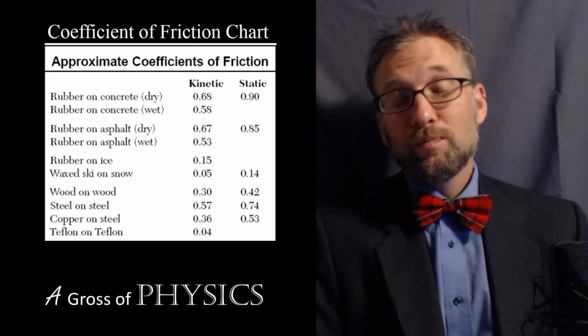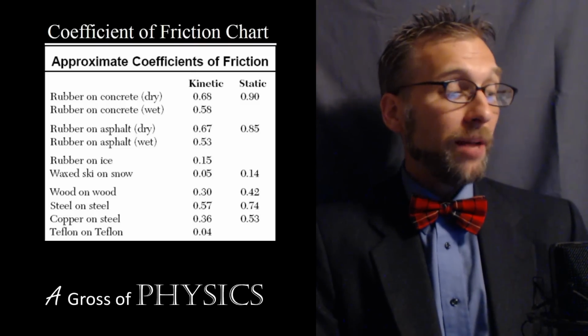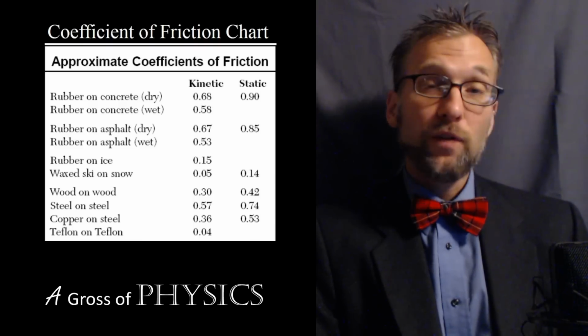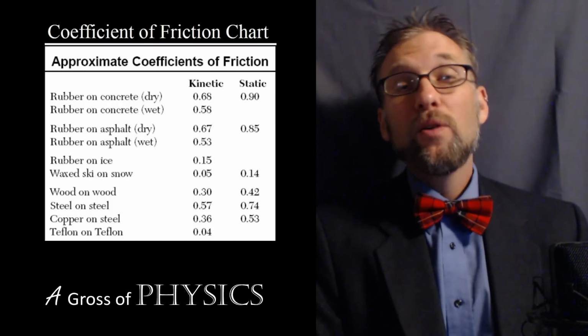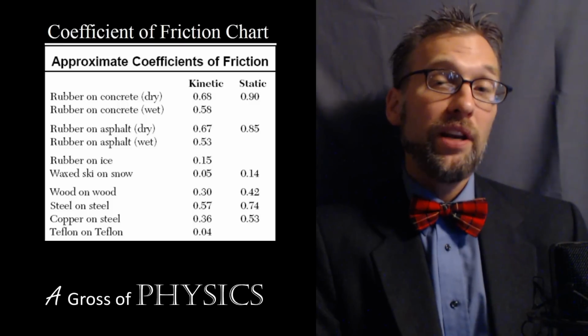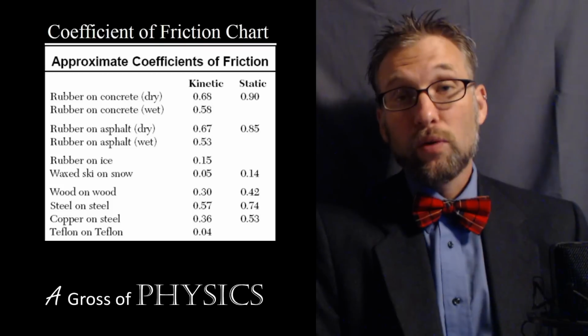And on our chart, we use combinations that would be common to a physics problem. For example, we have rubber on concrete when the concrete is dry or wet. We have rubber on asphalt when it's dry and wet. And those are so that we can do problems where a car is traveling on concrete, maybe a driveway, or it's traveling on asphalt on a road.